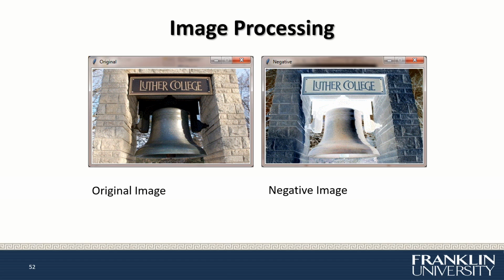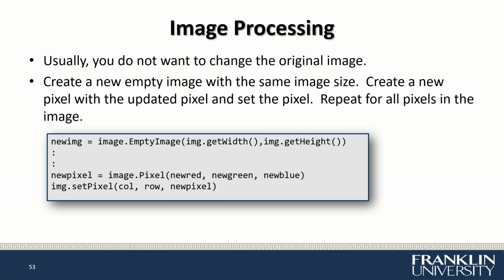Now, let's go one step further. Usually, we do not want to change the original image. So we can create a new empty image with the same image size and create a new pixel and update the pixel with the updated pixel and set the pixel. We repeat for all pixels. What we mean is we are going to create a new empty image. Using this empty image, we can add pixels to it. So take one pixel from the original image, manipulate that, put that new pixel in the new empty image in the same location.